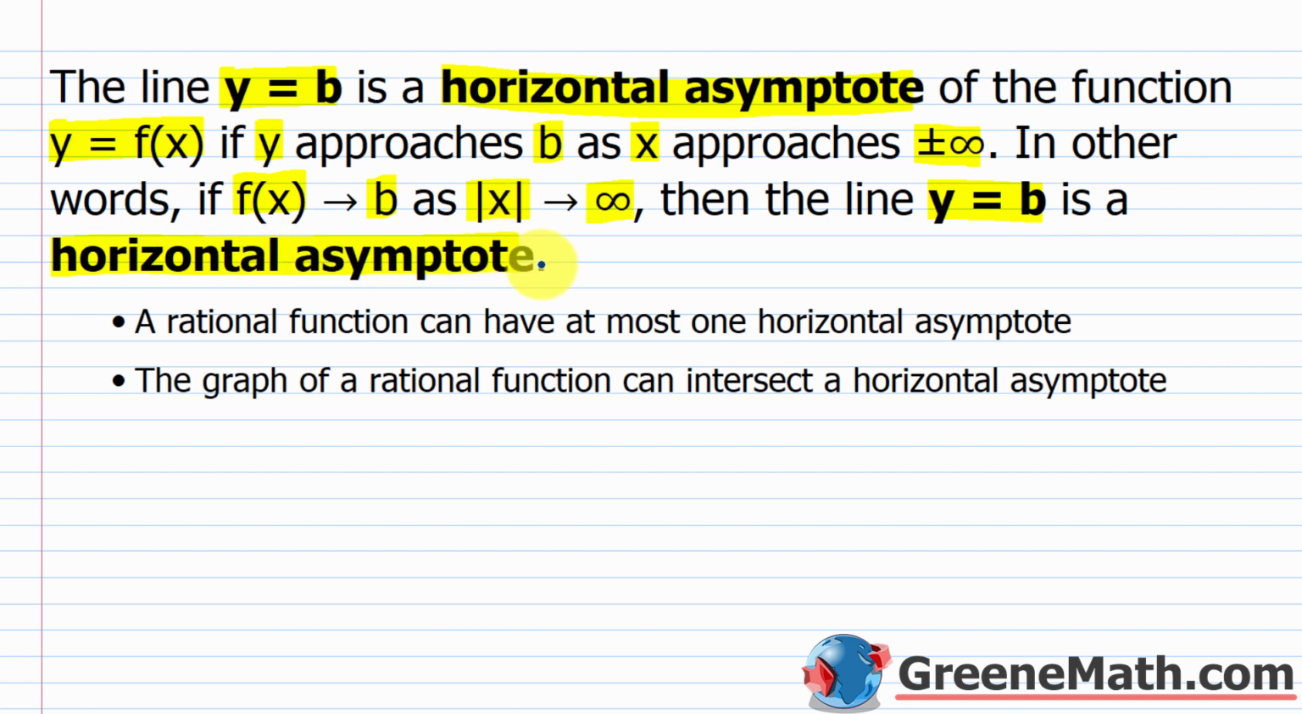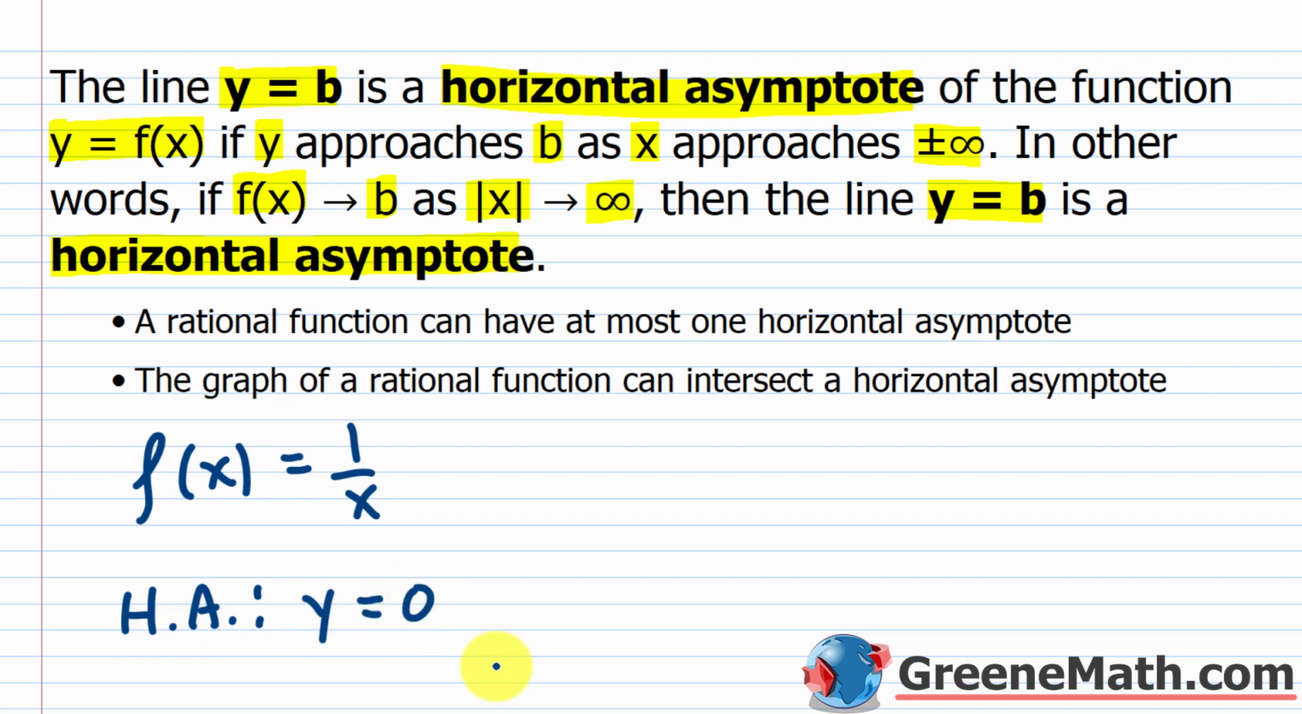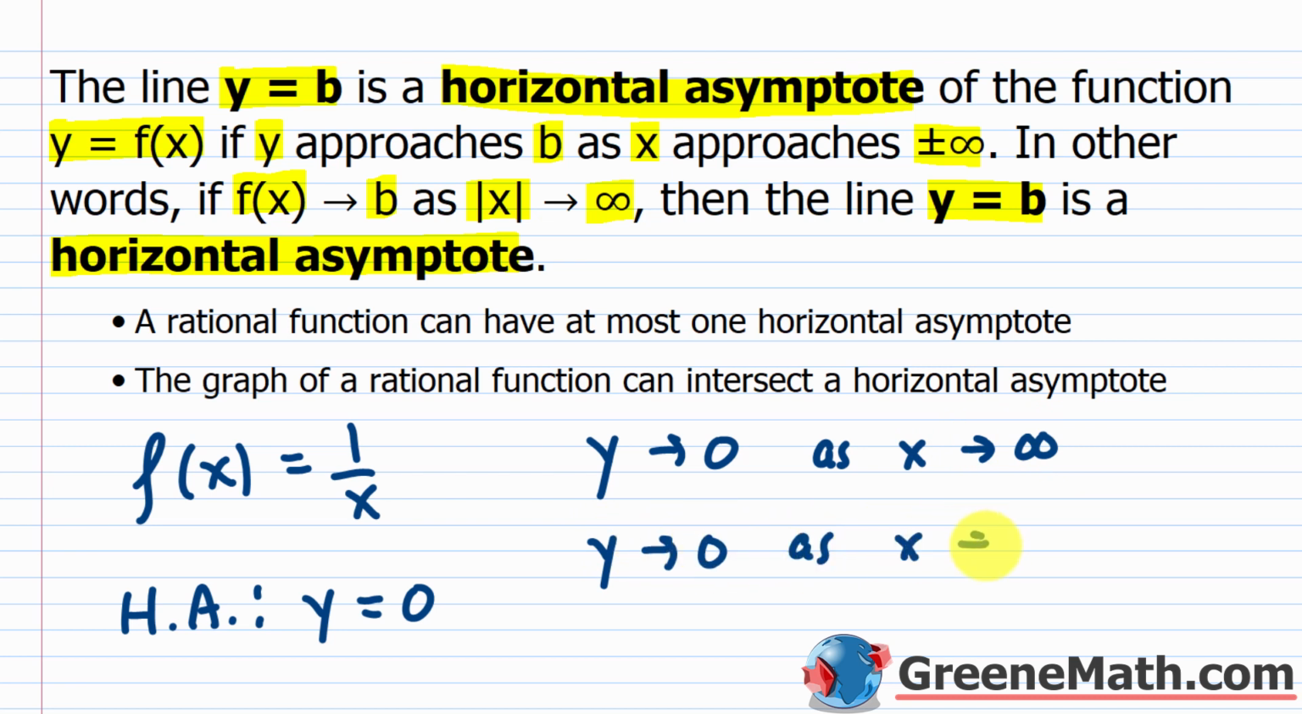So again, just like we did before, we can go back to the f of x equals 1 over x that we already know. This one has a horizontal asymptote, which is y equals 0. So again, using this definition and matching things up, your b value here is going to be 0 because we're saying that y approaches 0 as x approaches positive infinity. And then also y approaches 0 as x approaches negative infinity. Again, just matching it up with this definition.